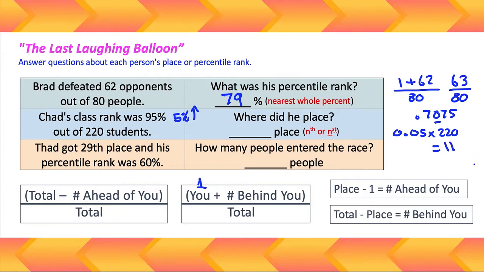Now we've got to be careful here. 11 people did better than Chad. So we've got to think about where Chad's actual place is. He is in 12th place. And you're like, no, he's 11th place. No. This 11 is the 11 people ahead of him.